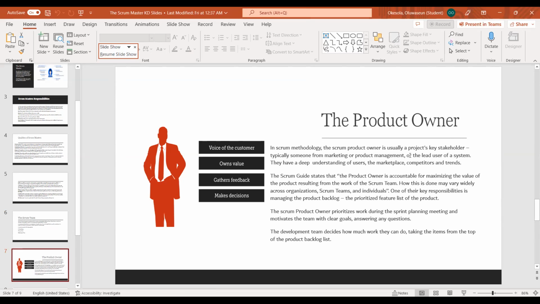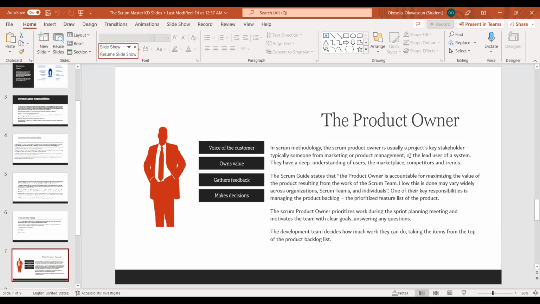So one of the major responsibilities of the product owner is creating and managing the product backlog, the prioritized feature list of the product. The Scrum product owner prioritizes work during the sprint planning meeting and motivates the team with clear goals, answering any question. So many times I've heard stories about product owners not being around the Scrum team and all those things. But it's the responsibility of the Scrum Master to ensure that the product owner and the Scrum team or the developers are collocating, right? They are having conversation, they are coming together, the developers are feeding the product owner with questions and the product owner is giving answers to the questions that the developers are asking.